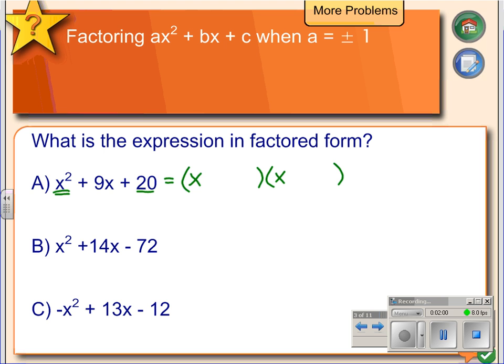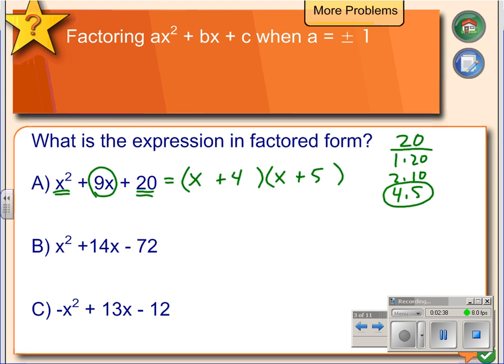Next, we will look at the end here to figure out what goes in the last positions. So looking at the 20, we want to make a list of all possible ways to multiply two numbers together to get 20. So 1 times 20, 2 times 10, 4 times 5. That's every possible way to make a 20 multiplying whole numbers together. So of these three choices, which one adds up to 9? Well, 4 plus 5 is 9, so those will be the numbers we want. Put a 4 here and a 5 here.